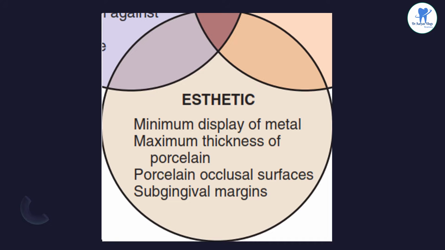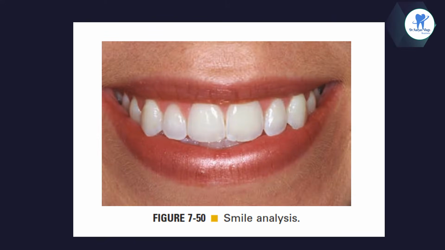Under aesthetic, minimum display of metal, maximum thickness of porcelain, porcelain occlusal surfaces and subgingival margins. So the aesthetic considerations affect the appearance of the patient. The restorative dentist should develop skill in determining the aesthetic expectations of the patient.